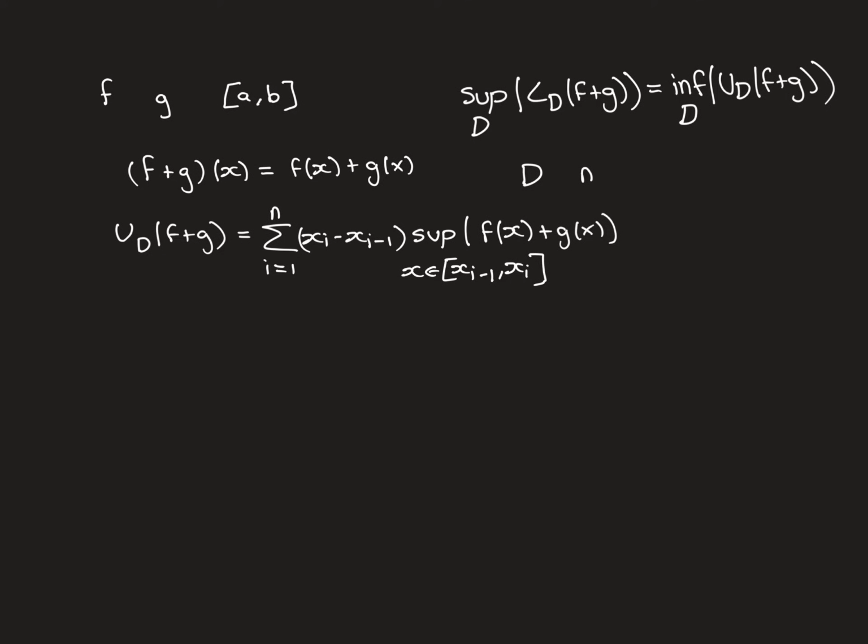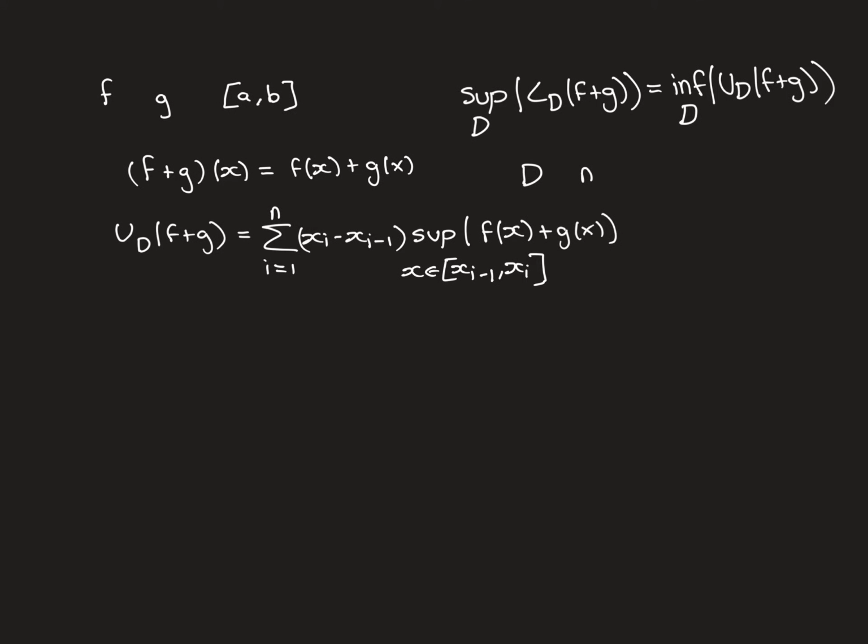Now, the avenue to investigate hopefully is screaming out at you. It's to look at this thing. We want to somehow split this up into the supremum of f of x and the supremum of g of x. For instance, if we could split it up into the supremum of f of x plus the supremum of g of x, then this whole sum would split into two parts, one part that's equal to the upper Riemann sum of f and another part that's equal to the upper Riemann sum of g. So that's what we would like to do.